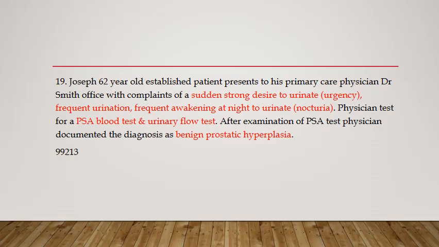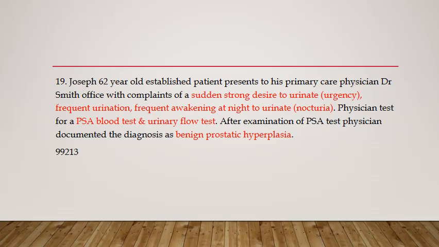So this established patient of 62 years old came with many complaints, that is, many minor problems. Sudden strong desire to urinate, then frequent urination, then nocturia are some minor problems, right? And after ordering the tests and their interpretation, the physician has given a diagnosis, that is BPH, benign prostatic hyperplasia. First you have to identify what all the problems are and which section of the problem table they come under. So benign prostatic hyperplasia is a stable chronic illness.